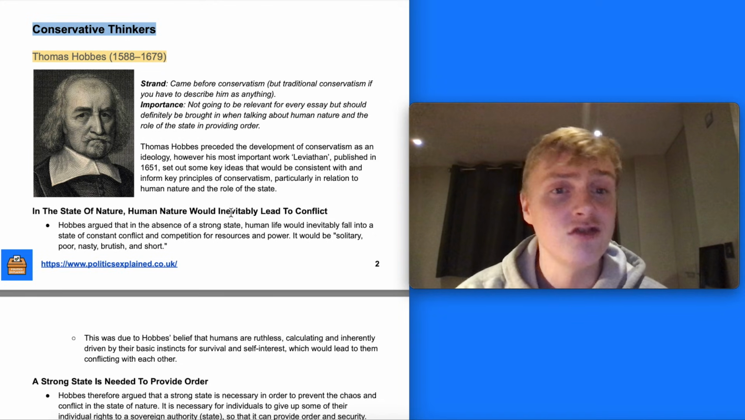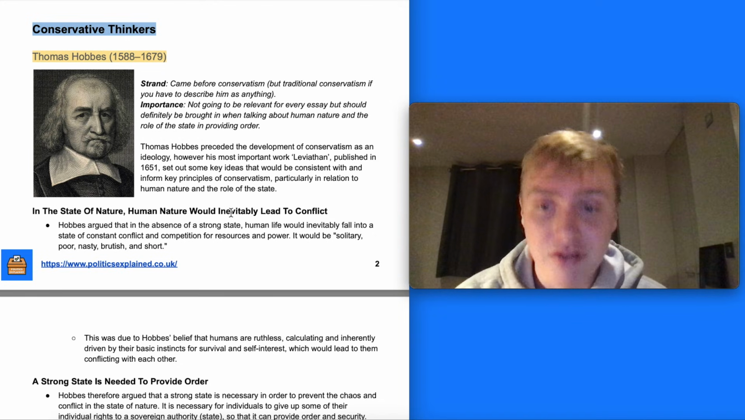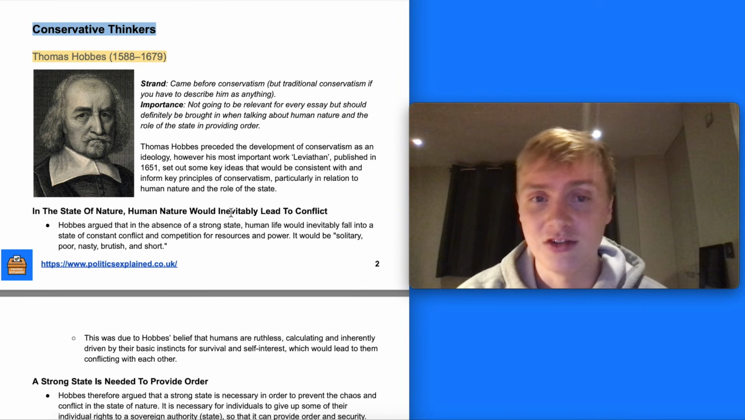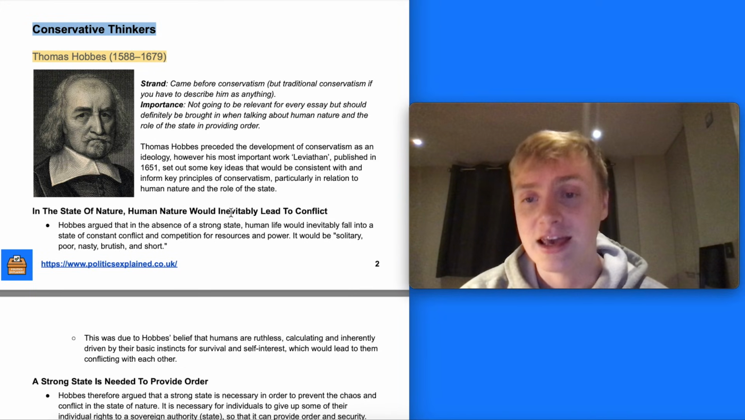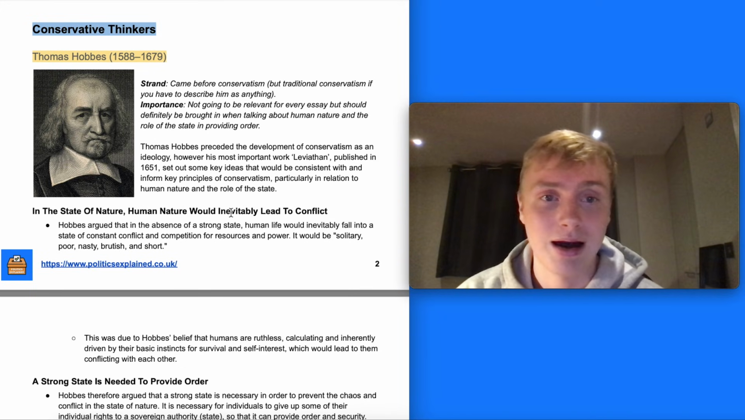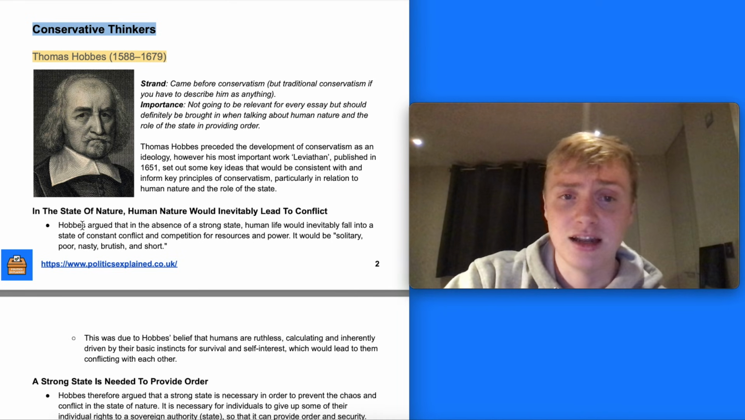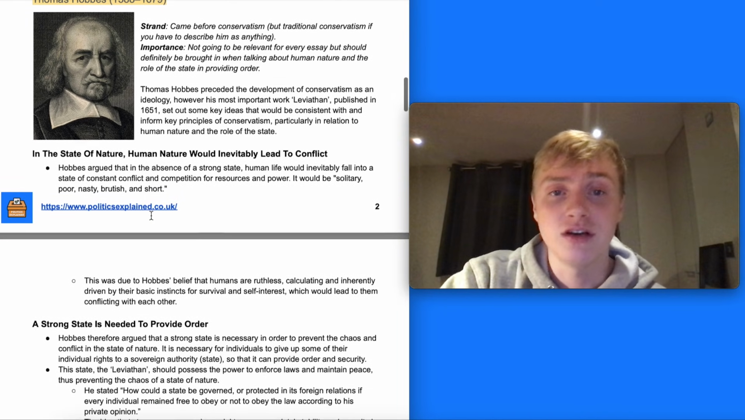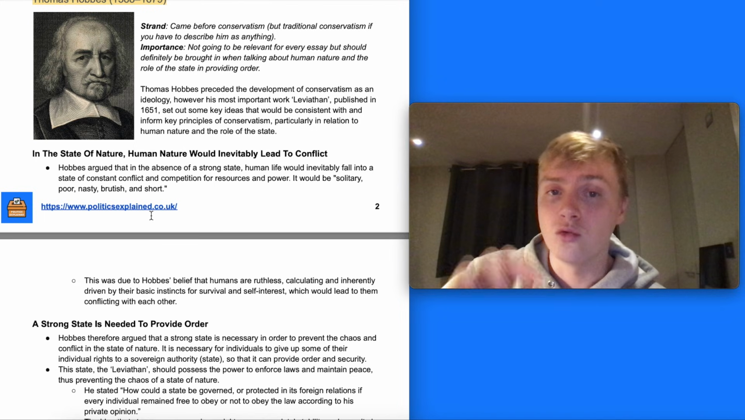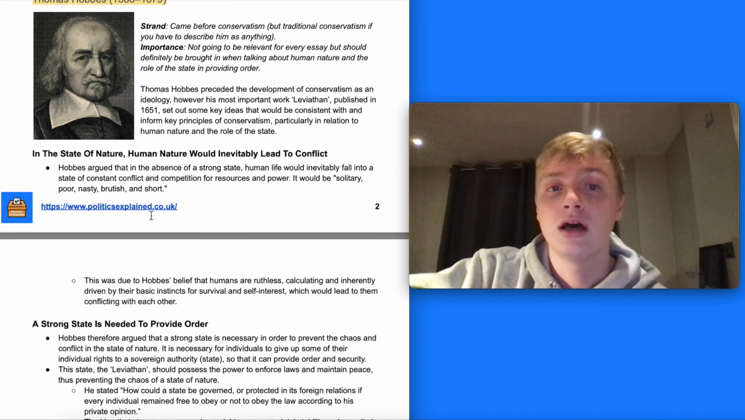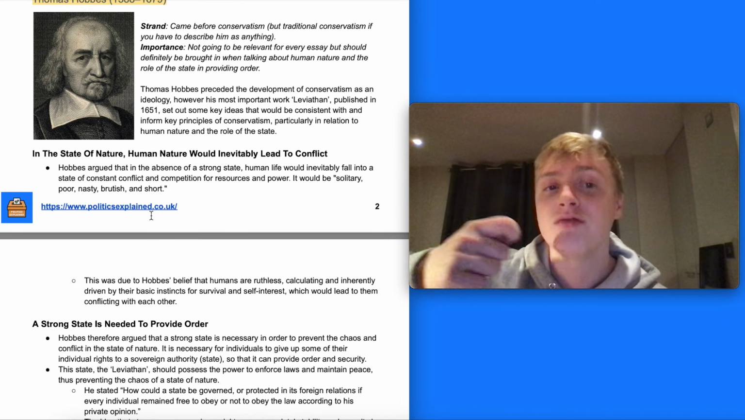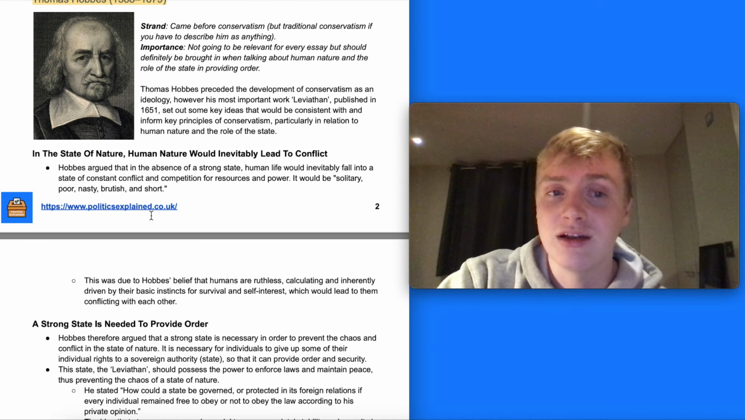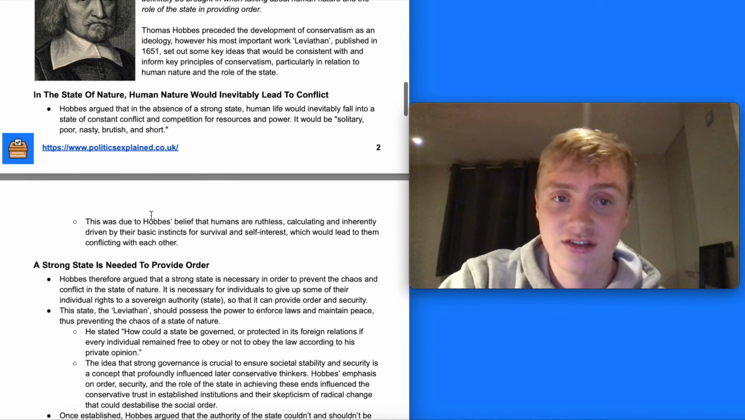In terms of importance, he's not going to be relevant for every essay, but should definitely be brought in when talking about conservative views on human nature and the role of the state in providing order, particularly in those agreement paragraphs. As I said, he preceded the development of conservatism as an ideology, but his most important work, Leviathan, is very consistent with and informs the principles of conservatism, particularly in relation to human nature and the role of the state.